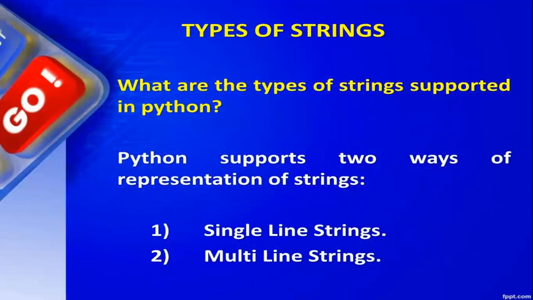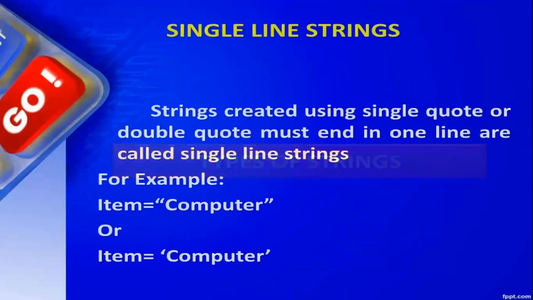The types of strings, this is important. What are the types of strings supported by Python? Python supports 2 ways of string representation: single line strings and multi-line strings. Now this will help you answer the question I asked you all on Monday. I had asked you to write a poem in different lines. That question will be answered here. There are single line strings and multi-line strings both.